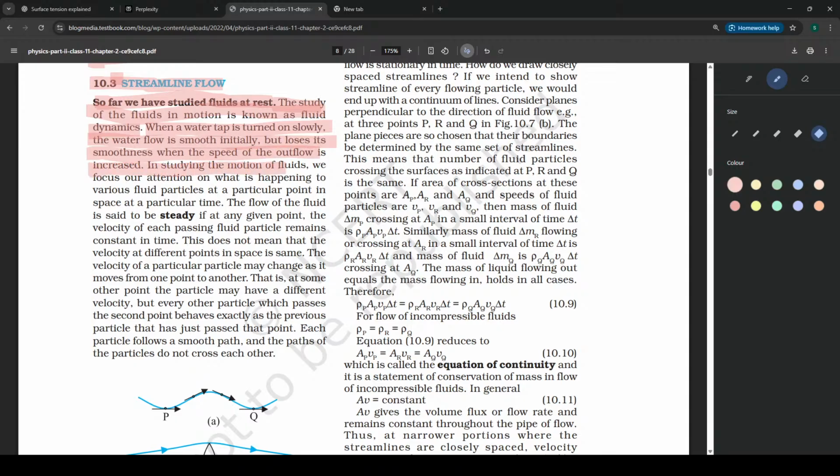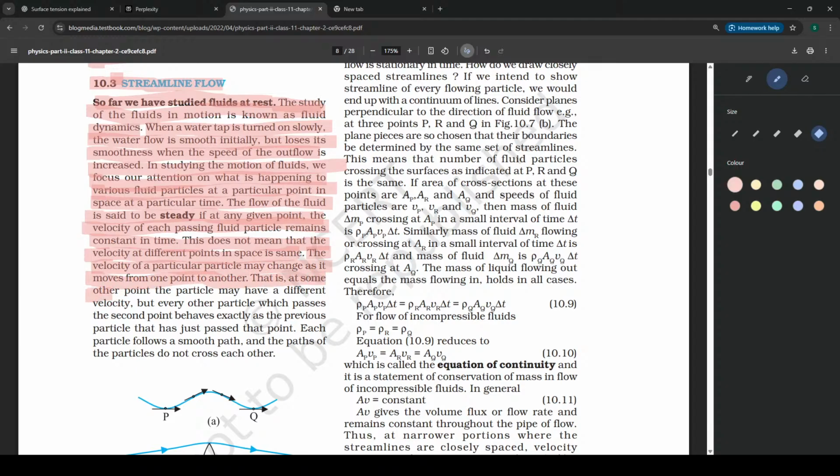In the study of the motion of fluids, we focus our attention on what is happening to various fluid particles at a particular point in space at a particular time. The flow of the fluid is said to be steady at any point if the velocity of each passing fluid particle remains constant in time. This does not mean that the velocity at different points in space is the same. The velocity of a particle may change as it moves from one point to another.